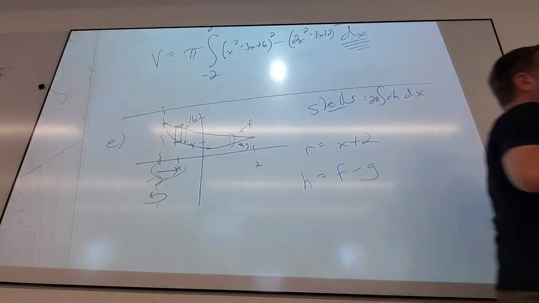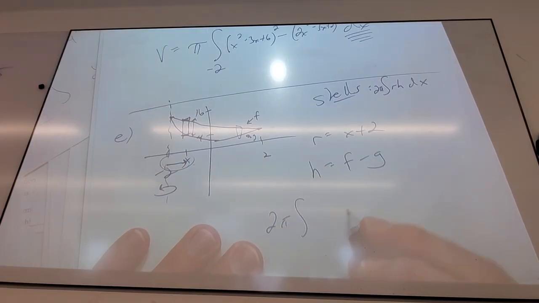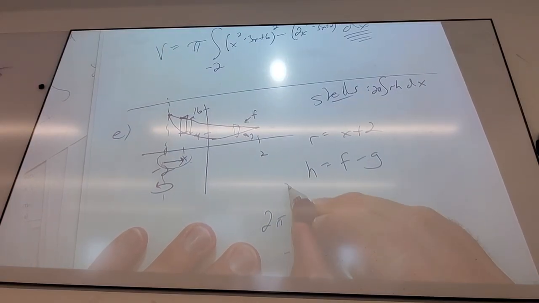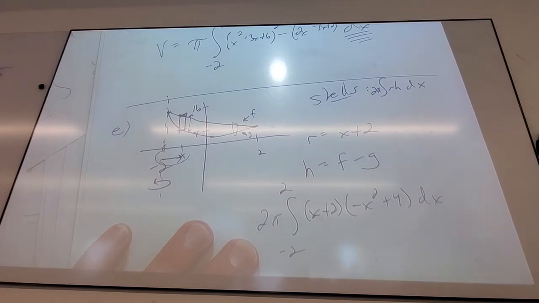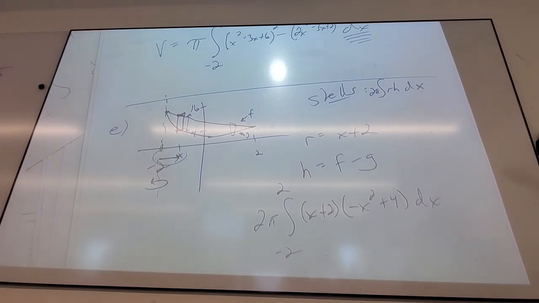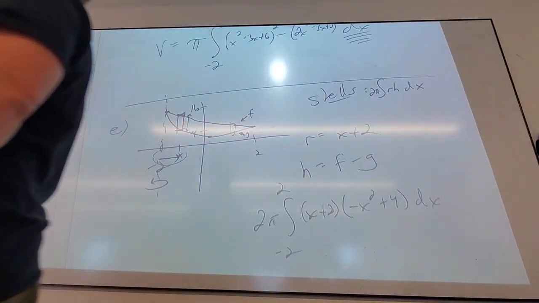So now we put it together. I'm still going to go from what to what? -2 to 2. R is x plus 2. H is F minus G, which will end up being, what did you get? X squared minus 3x plus 6. Yeah, it'll end up being negative x squared plus 4, if you actually subtract the 2. You guys with me? Now you FOIL and integrate, it's just a polynomial.